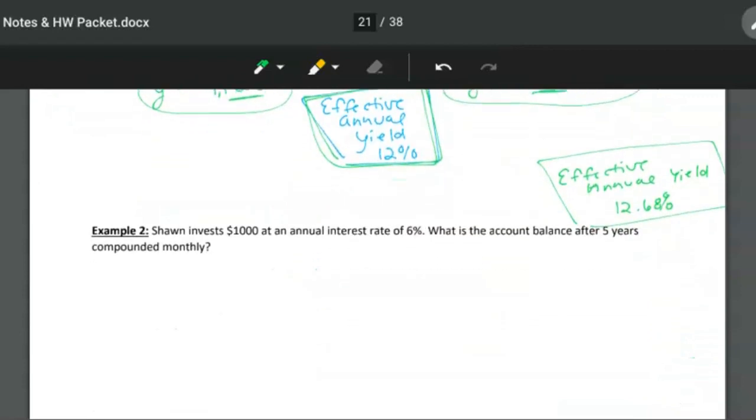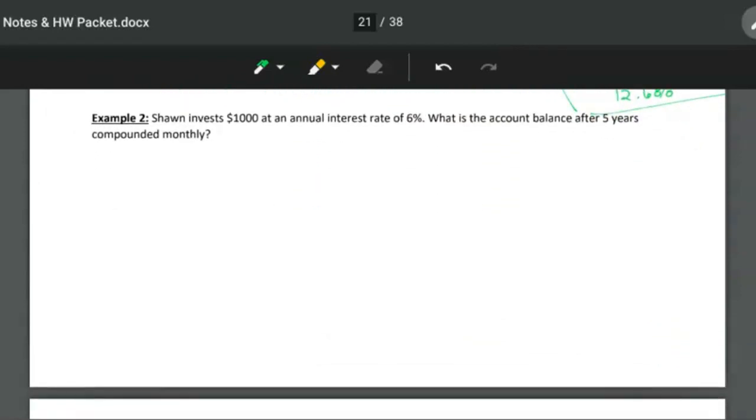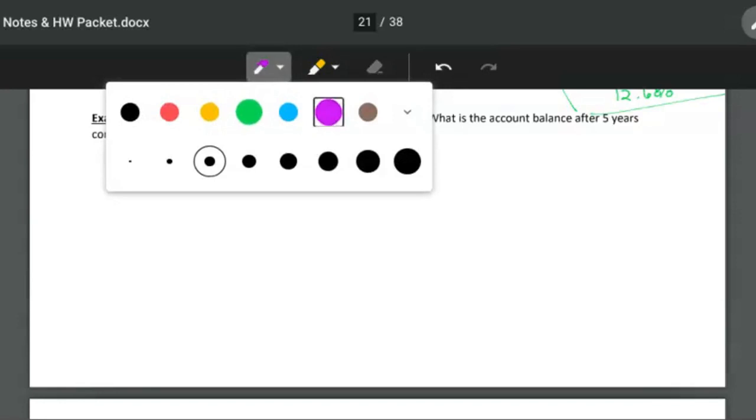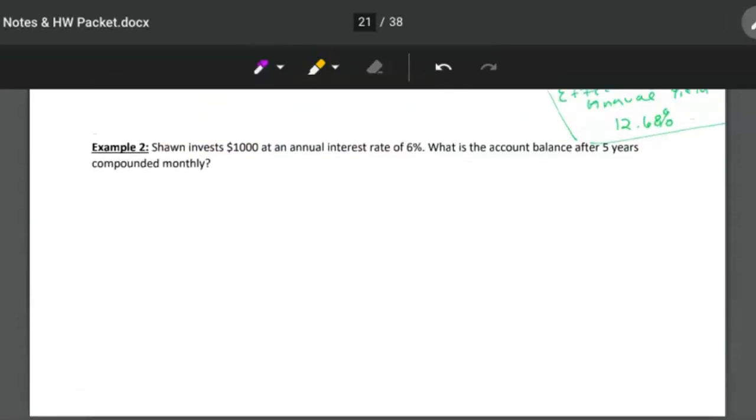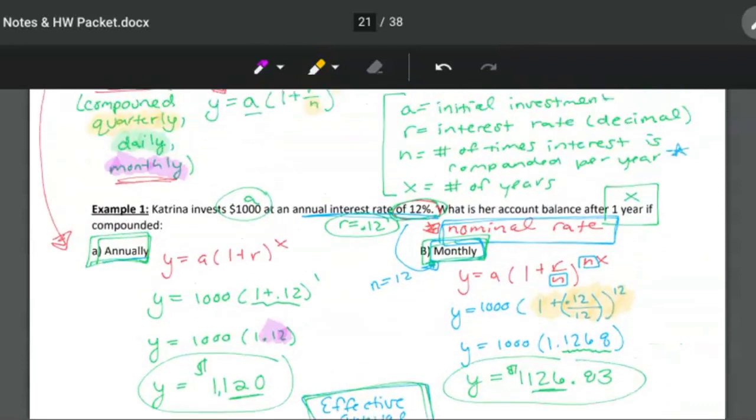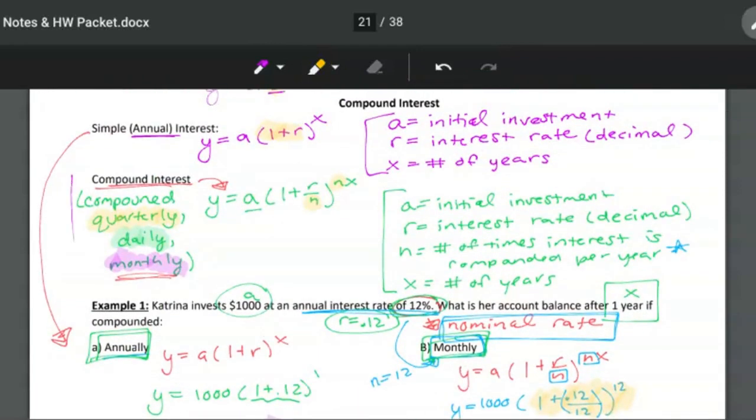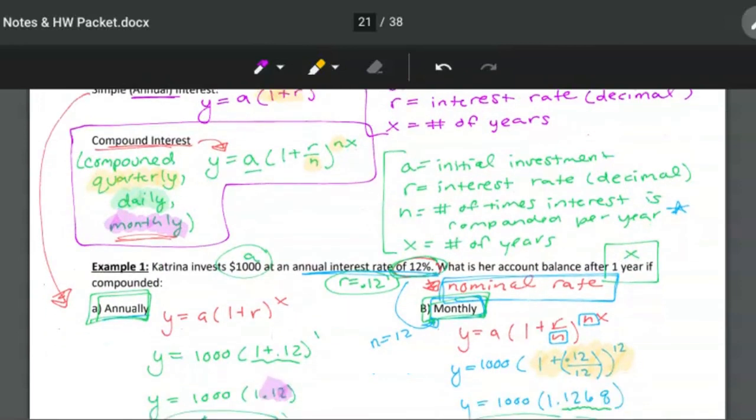All right, so let's look at number 2. An annual interest rate of 6%. What is the account balance after 5 years, if it's compounded monthly? So think compounded monthly means 12 times a year. We're going to use this more complicated formula right here, our compound interest formula.